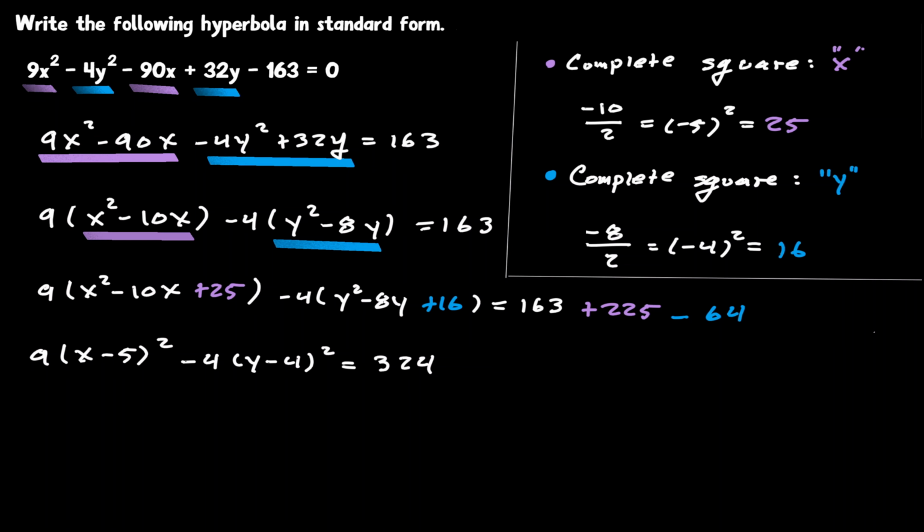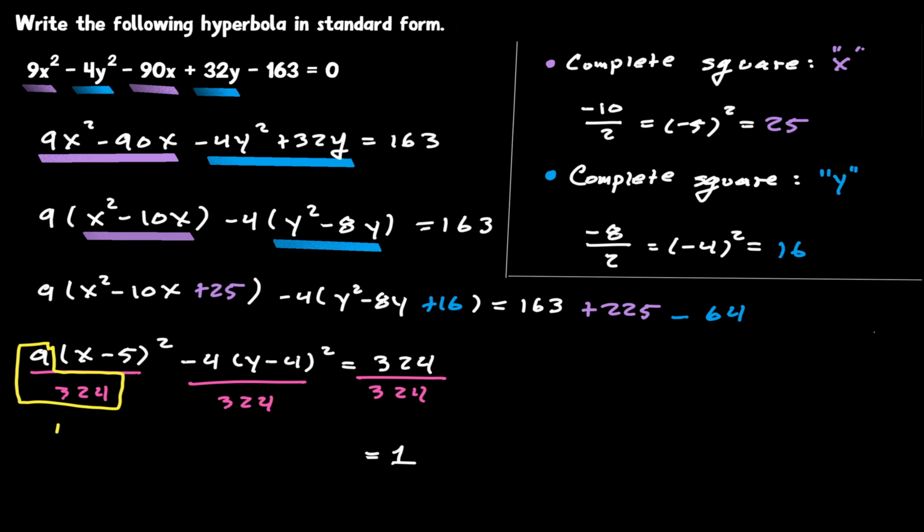And we are almost done. The only thing that we have to do is to remember that the right hand side of a hyperbola is always equal to 1. Right now we have it as 324. So to make it equal to 1, let's divide every single term by 324. Now the right hand side is going to be equal to 1. And on the terms that have the x on it, I can treat this as a fraction of 9 divided by 324. Now that is going to give us 1 divided by 36. So we can write our rational as x minus 5 squared divided by 36.